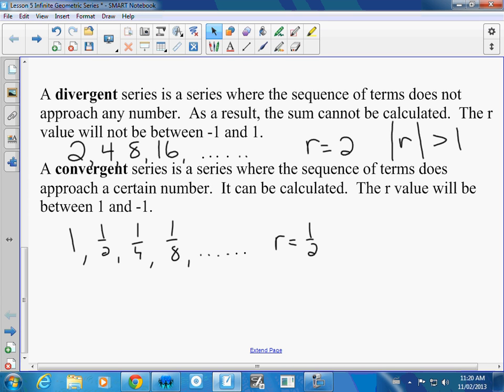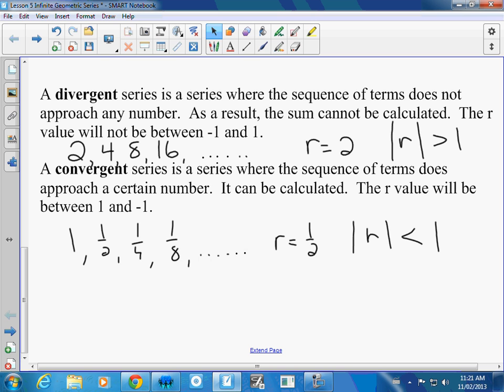So a convergent series is a series where the sequence of terms does approach a certain number. It can be calculated. And the R value is between 1 and -1. So in other words, the absolute value of the R value is less than 1. And is the R value less than 1 in this case? Yeah, it's a half.